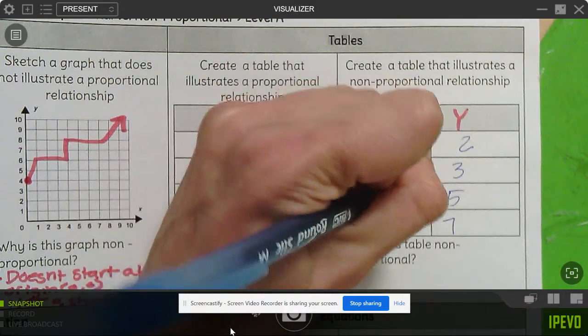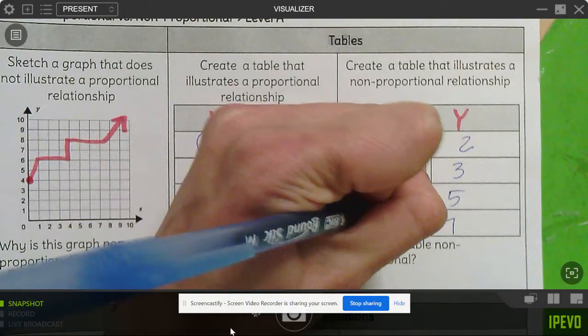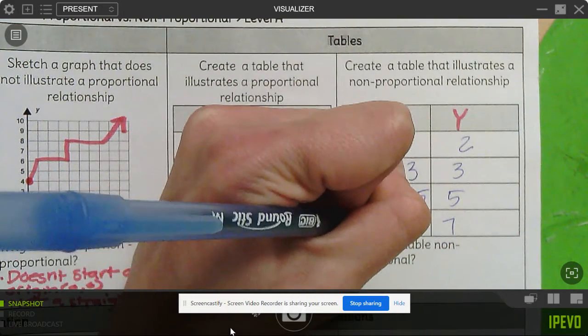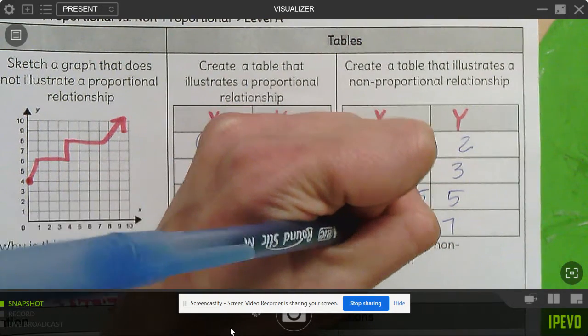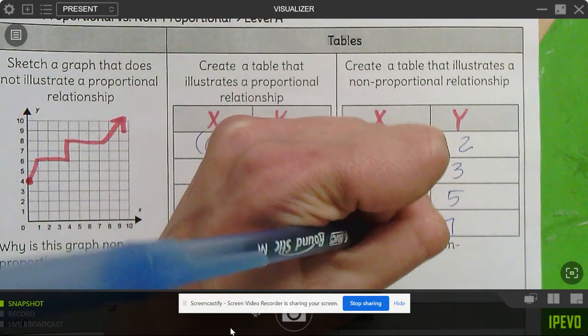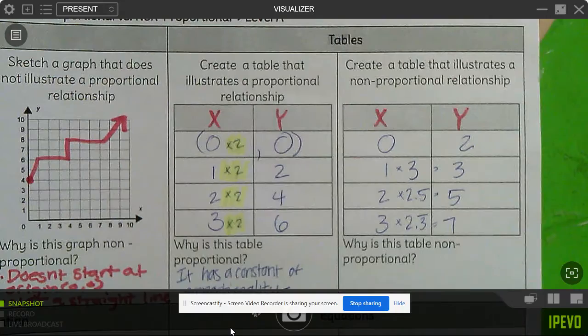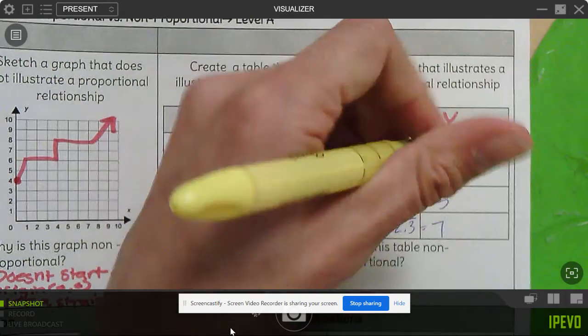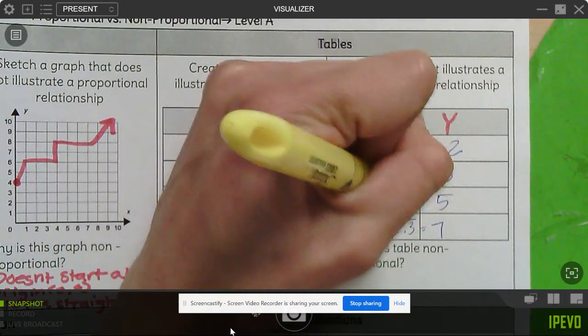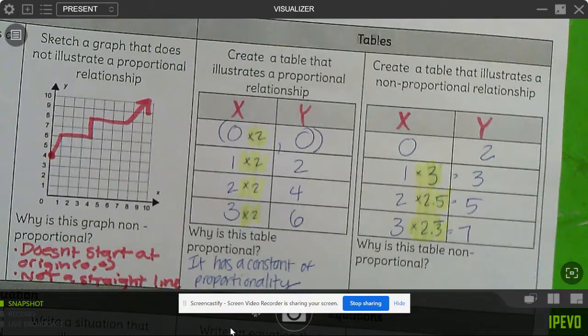1 times 3 is 3. 2 times 2.5 is 5. 3 times 2.3 repeating is 7. Okay, and if you notice, we are not multiplying by the same number every time. So there is not a constant of proportionality.